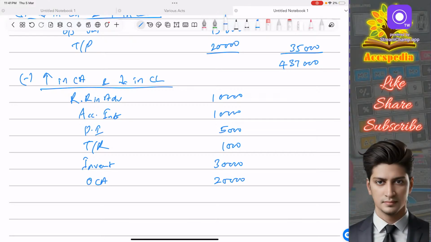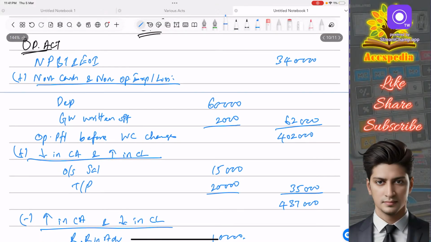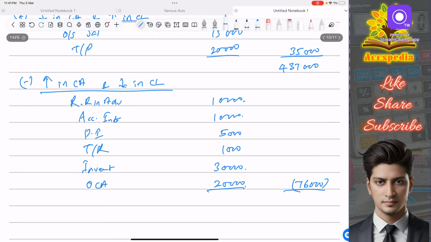If I have made any mistake anywhere, kindly let me know. That's it. So 10, 20, 50, 70, 76. That's how simple this cash flow statement is. I've never seen such an easy cash flow statement asked. 7 minus 6 is 1, 3 plus 3 is 6, 3. So this is net cash from operating activity. Over.